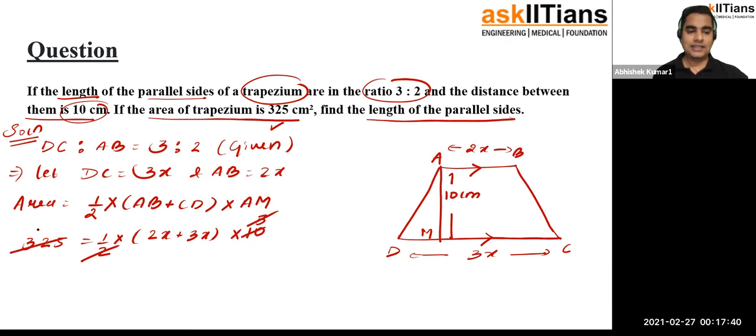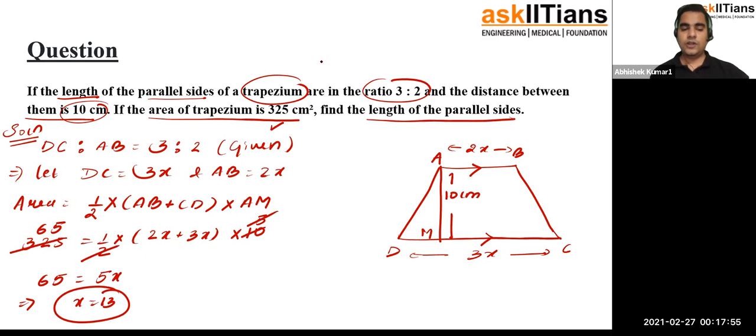So this 2 will cancel this 10, 5 times. This 5 will cancel this 325 how many times? 65 times. So what will you get? You will get 65 is equal to 2x plus 3x, which is equal to 5x. So you will get x is equal to 13. Clear? So we got the value of x, that is equal to 13. Therefore, we can easily find out the values of DC and AB. So what will be the value of DC? DC is equal to 3x, that means 3 into 13.